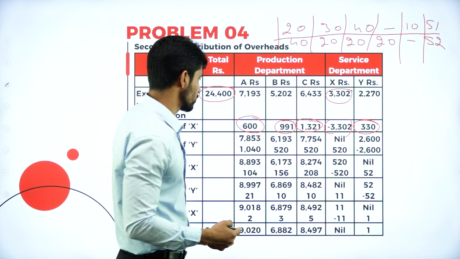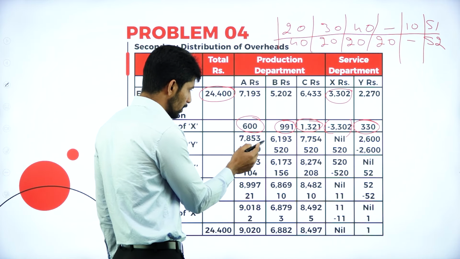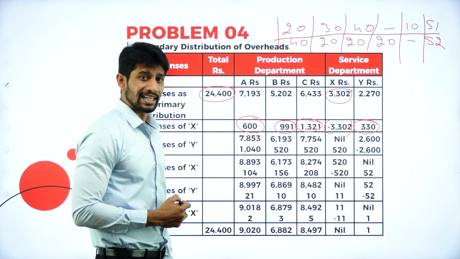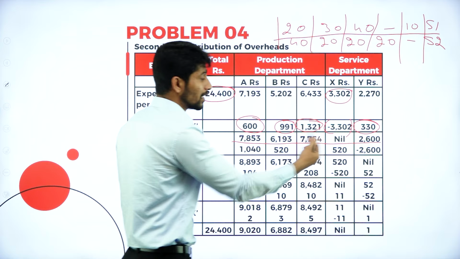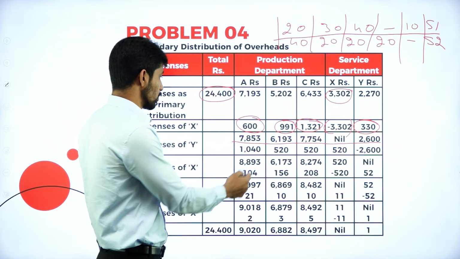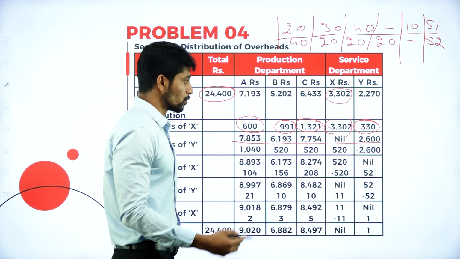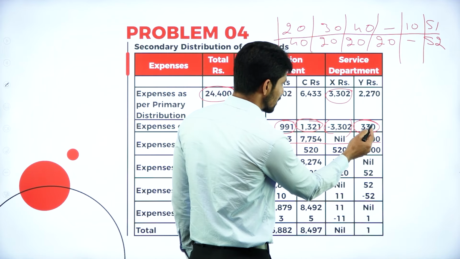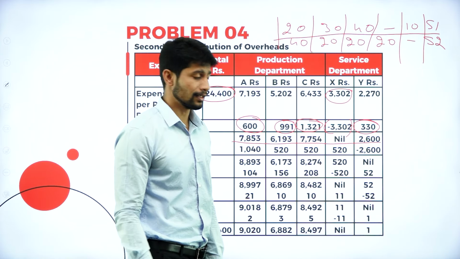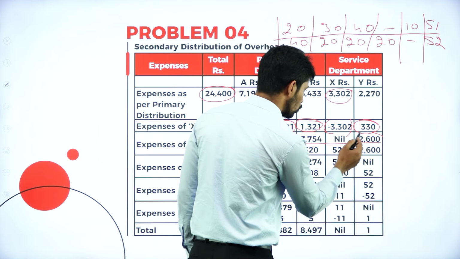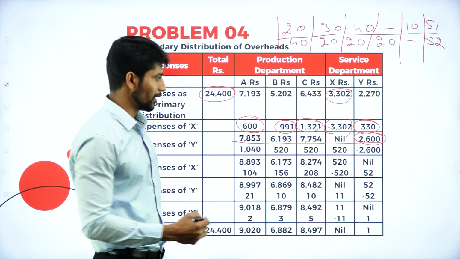Okay. Now next, total this: 7,193 plus 600. How much will you get? You will get 7,853. Likewise, you are supposed to total all the departments' expenses. So here 6,193, 7,754, nil, 2,600. So now this 2,270 plus 330, total of 2,600, that is expenses of service department Y.